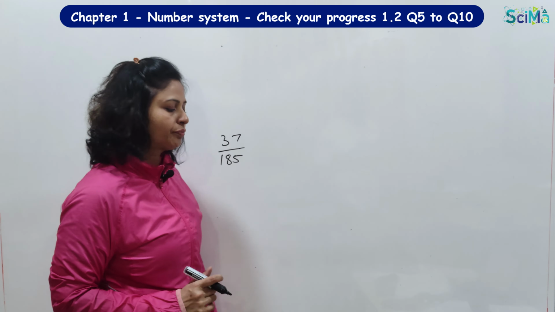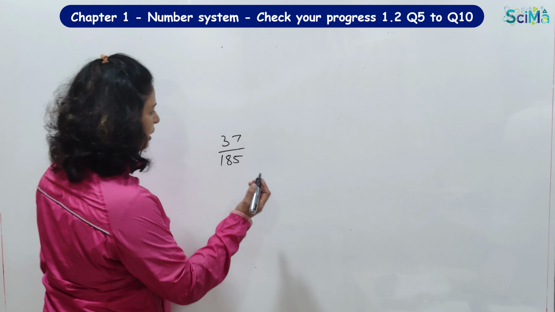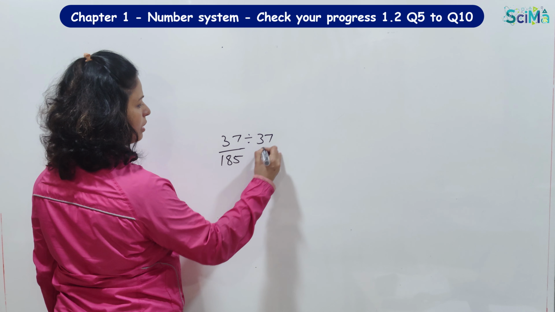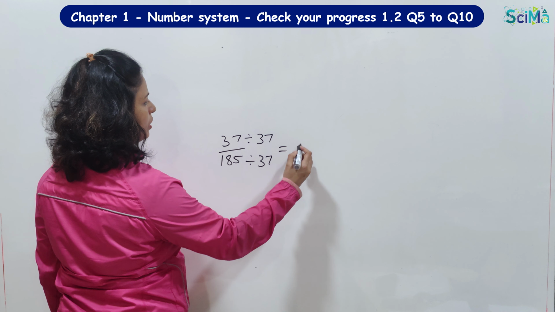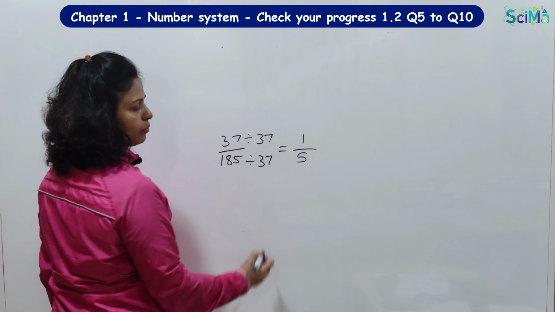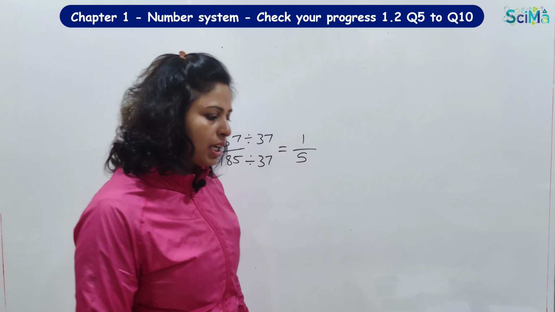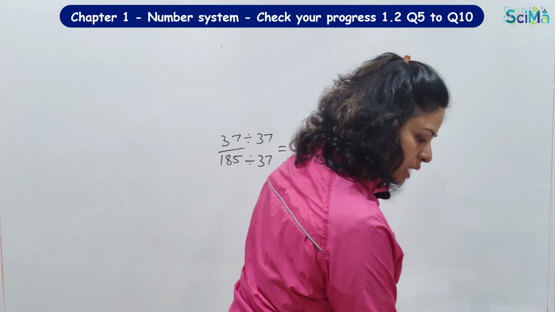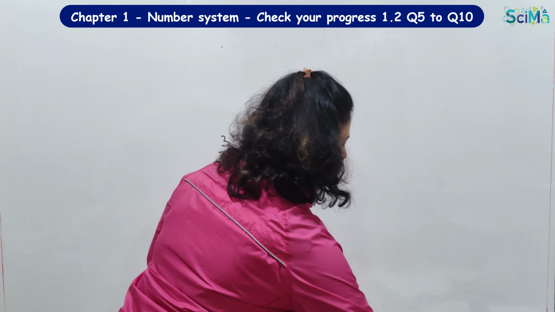Okay. So 37 by 185 you can reduce also. You can divide by 37. You get 1 by 5. Okay. So your answer will be 1 by 5 for this first part of the question.